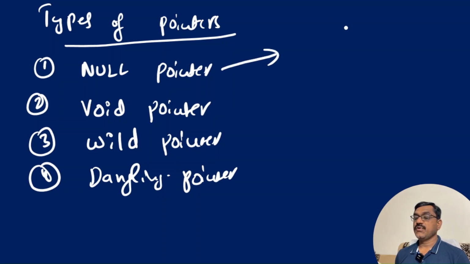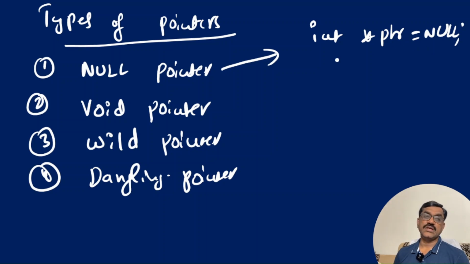What do you mean by a null pointer? For example, here I'm writing the variable like this: int *ptr = NULL. Directly I'm saying NULL, which means it is not going to point to anything. It is pointing to null. Null means we can't store any other address. int *ptr = NULL; this is called a null pointer.